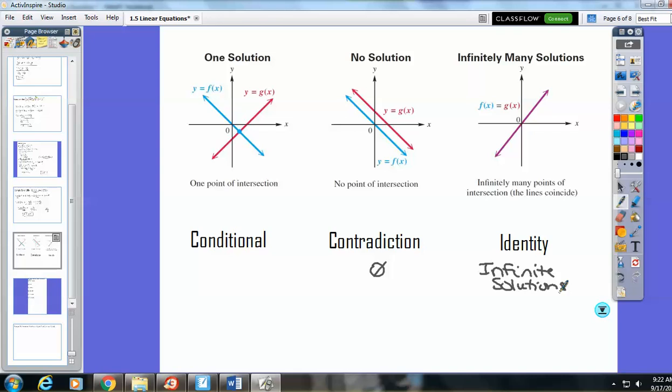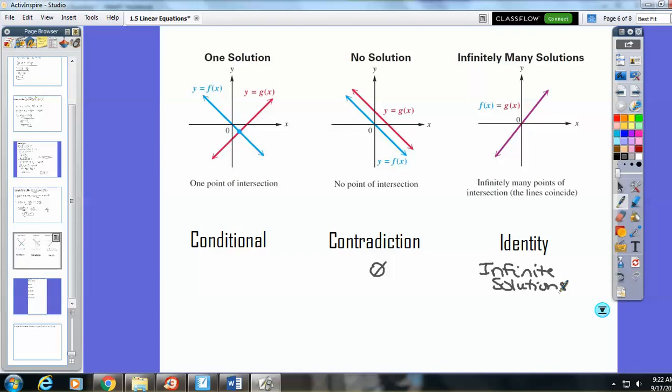If I ever ask you to classify it, what you do is solve it, and then you classify it based on your answer. If you get x equals a number, that's a conditional. If you get no solution, that's a contradiction. If you get an infinite number of solutions, that is what's called an identity. Sorry, I said conditional, I meant identity there.